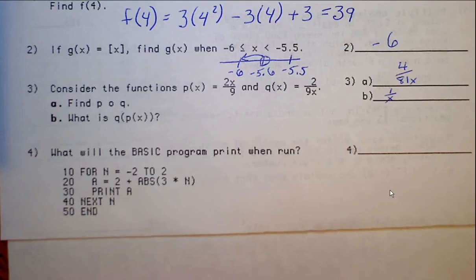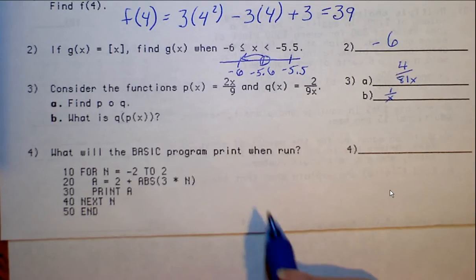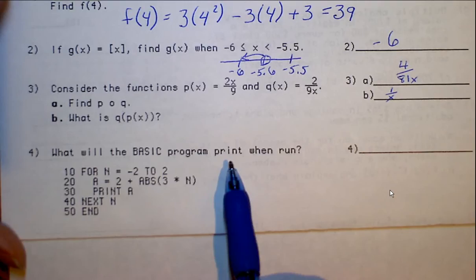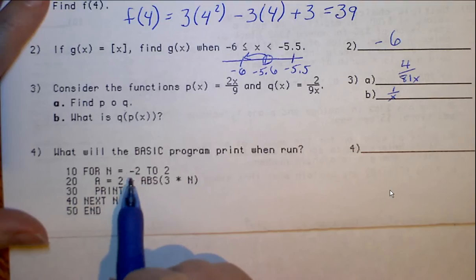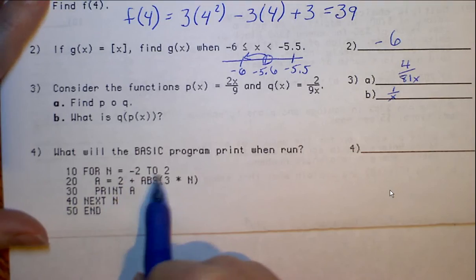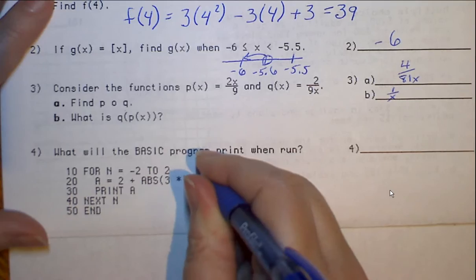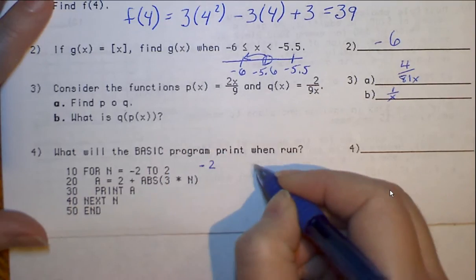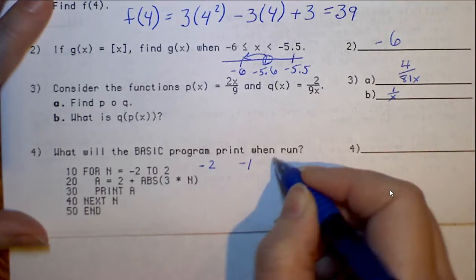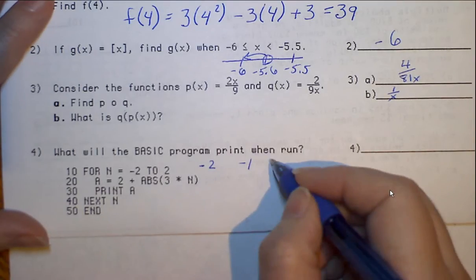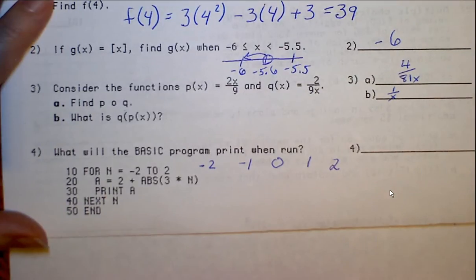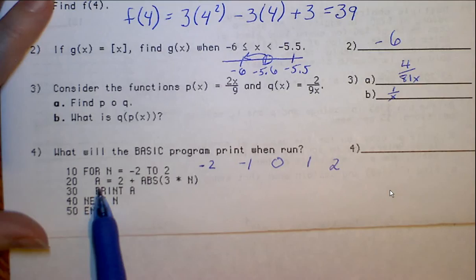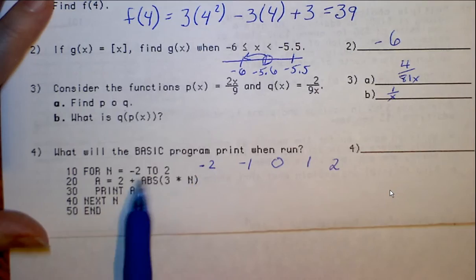Alright. Number 4 says to run the basic program and what will it print. So the first thing we want to do is we want to know the numbers. So they're going to be putting in for n negative 2, negative 1, 0, 1, and then 2. Those are the numbers it's going to put in for it. So it says to put in negative 2 for n first.